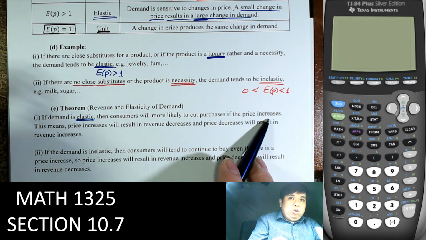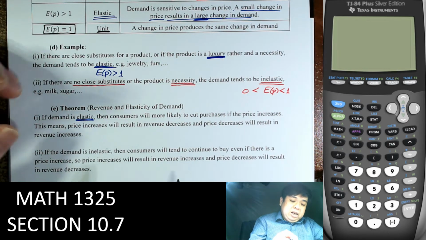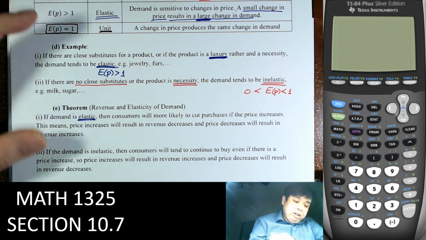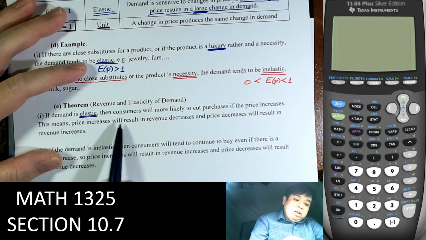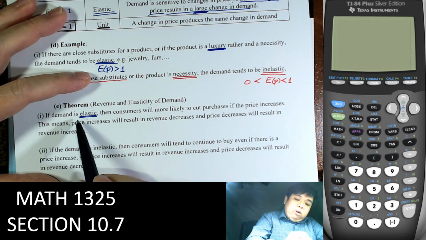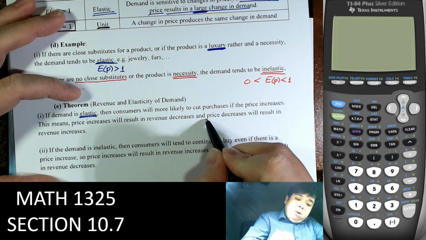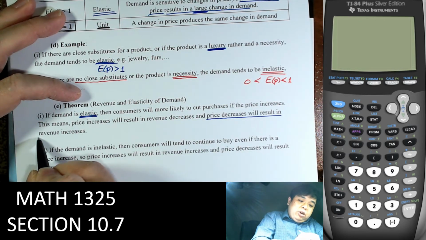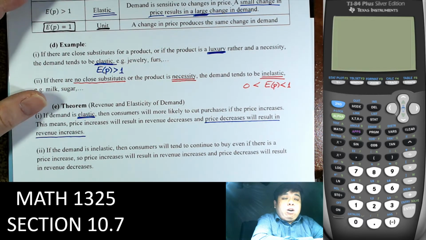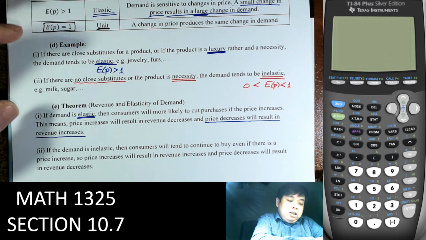So that's why you don't usually see the price increase in the luxury item, because in that case, if the demand decreases, the total revenue will decrease. So that means price increase will result in revenue decrease, and price decrease will result in revenue increase. So for items that are elastic, price decrease will result in revenue increase. So that's why we usually see jewelry first going on sale, just to increase the demand, therefore increase the revenue.